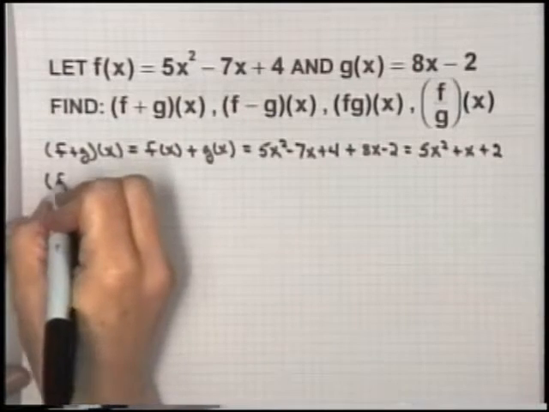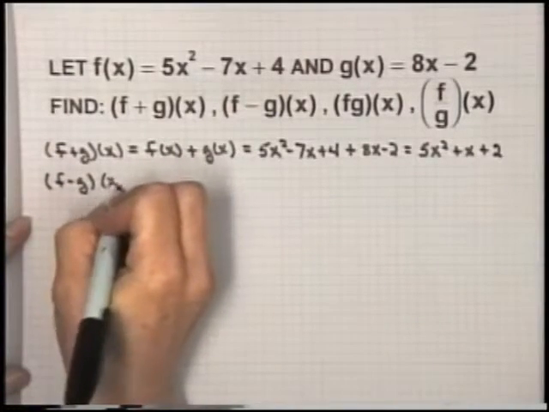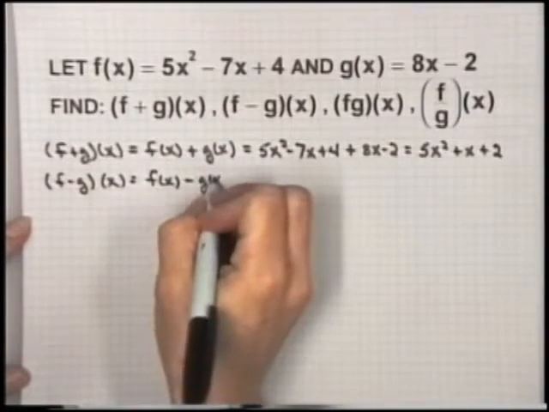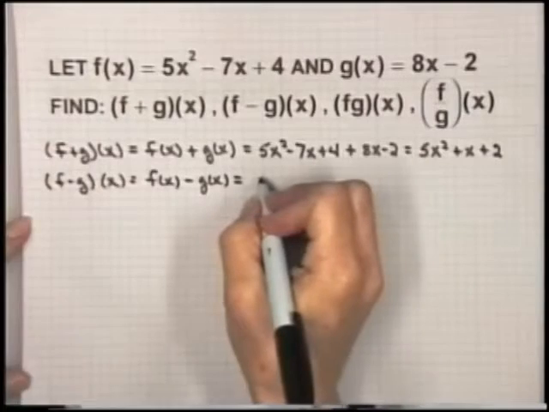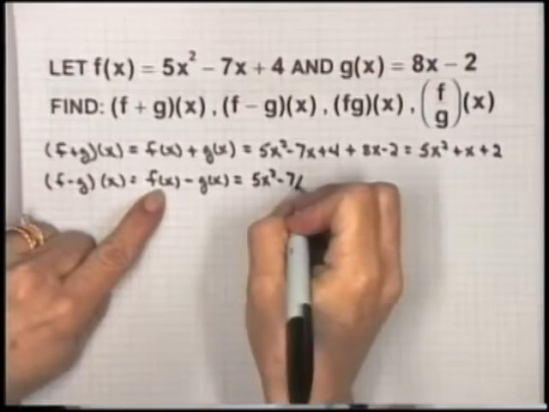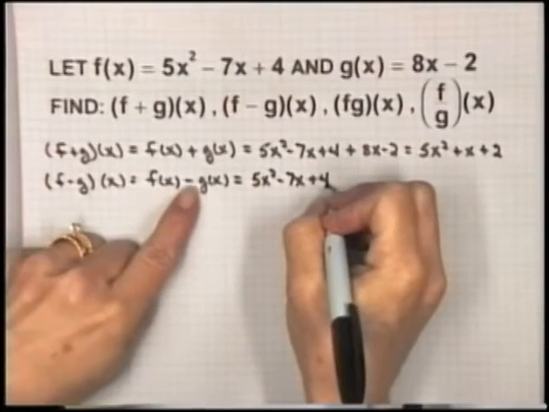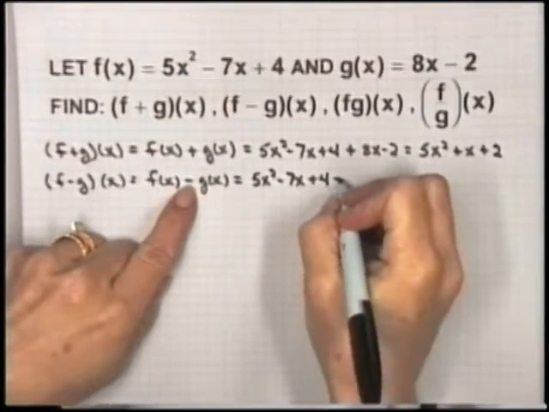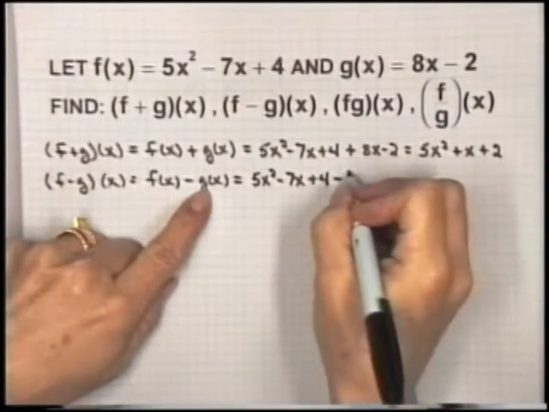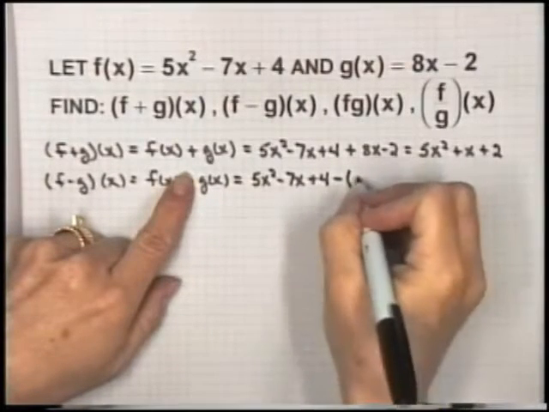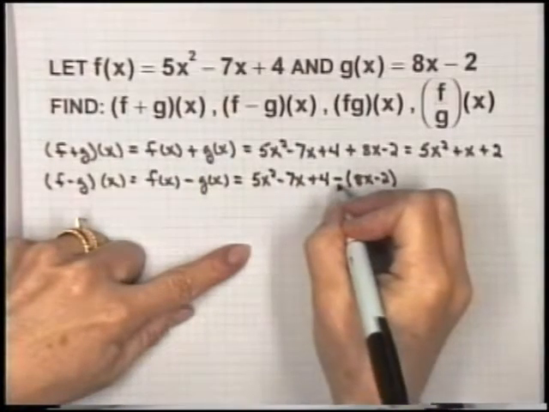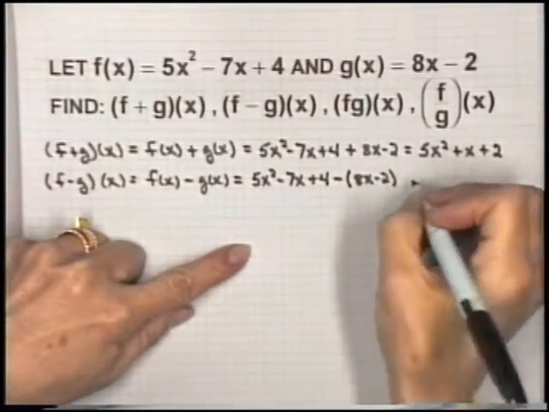The difference, f minus g of x, means that we want f of x subtract g of x. So again, we're going to replace f of x with what it's equal to, 5x squared minus 7x plus 4. Now, when you're subtracting, you're going to want to be real careful. Notice that this function that we're subtracting has more than one term. You'll need to use a parenthesis here. Replace g of x with 8x minus 2. The reason we needed that parenthesis is because this negative is going to distribute.